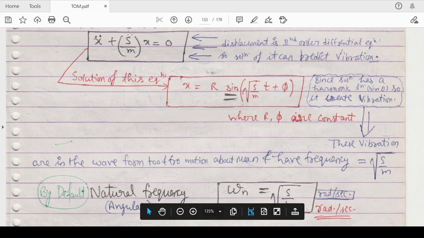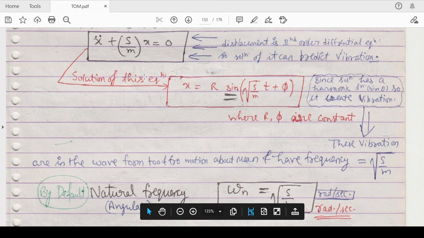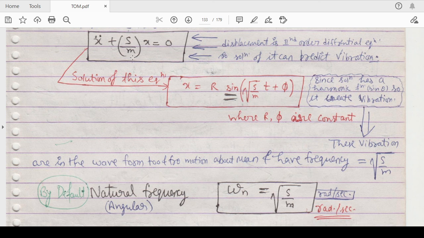Your natural frequency, in angular terms which is radian per second, will be equal to the square root of s by m, so s by m is nothing but omega n square. And this displacement equation is a second order differential equation, so its solution can predict the nature of vibration.